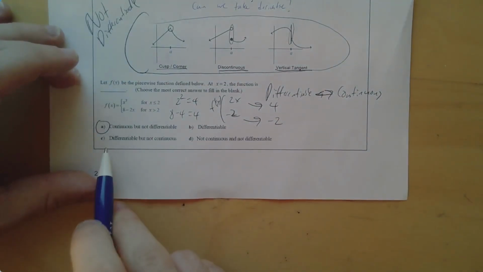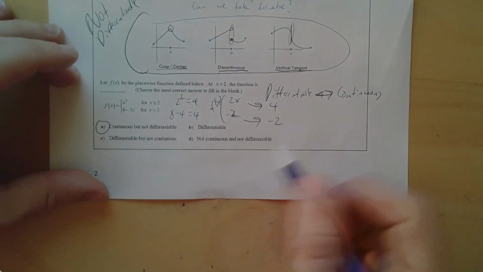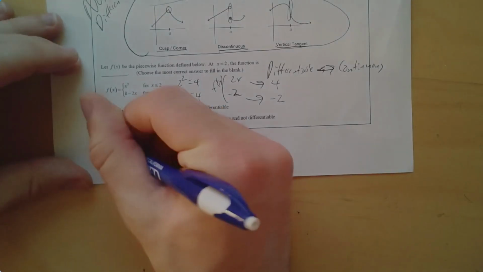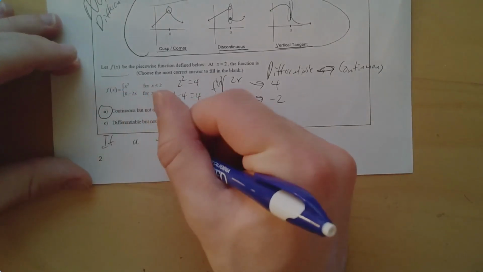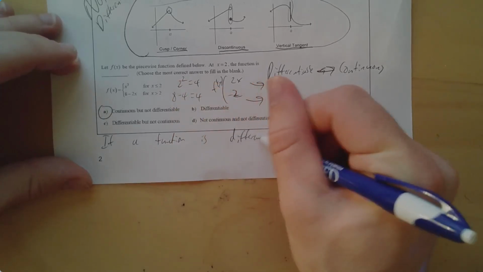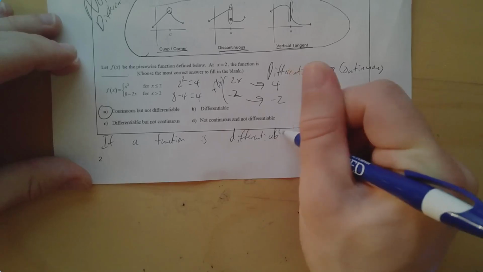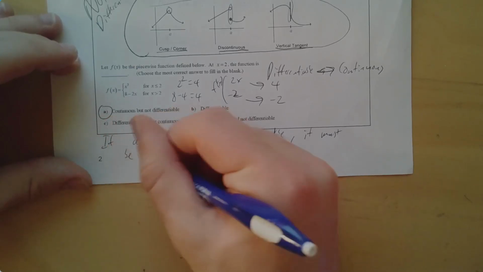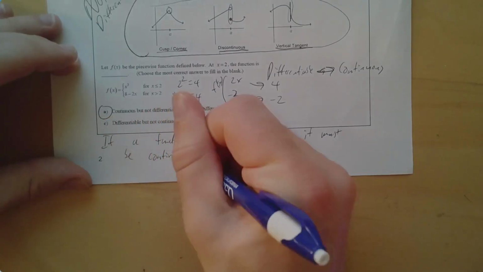This is impossible. C is impossible because if it's differentiable, it must be continuous. I'm going to see that clearly down here. If a function is differentiable, meaning you can take the derivative, it must be continuous. Okay? Good. All right, that's first page done.